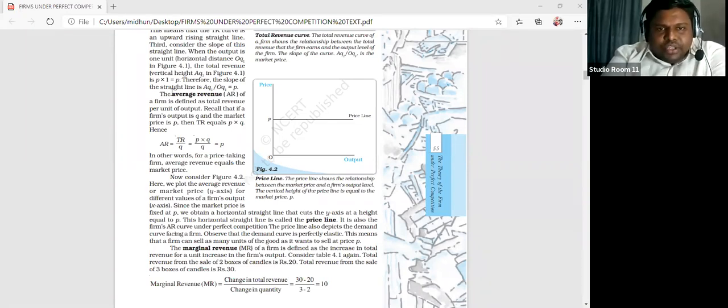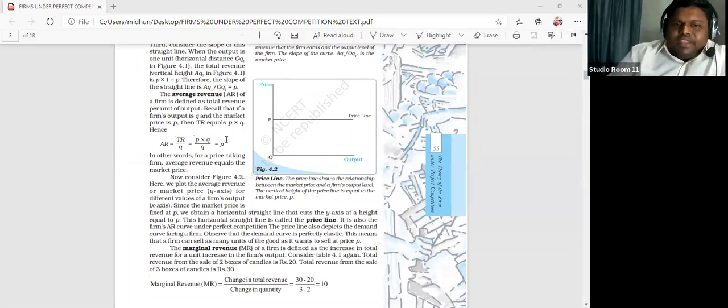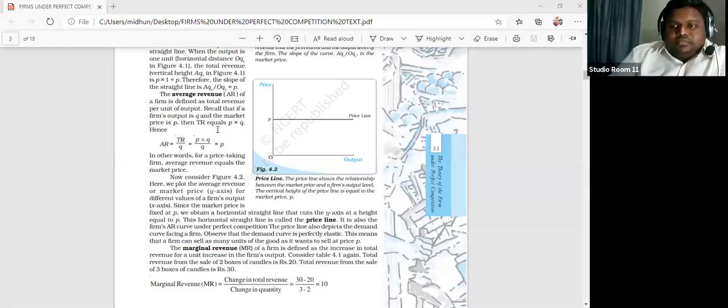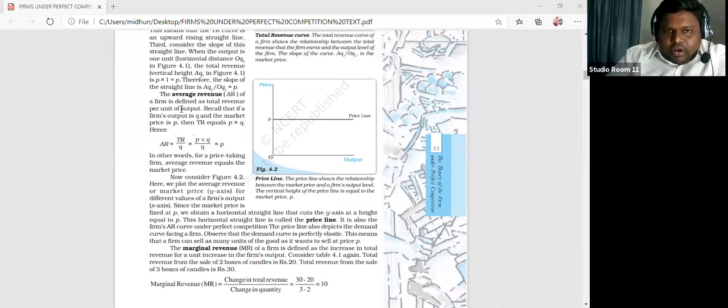Recall that if a firm's output is Q and the market price is P, then TR is equal to P into Q. You know that. Hence, AR, average revenue, is equal to total revenue divided by the quantity, which means P into Q divided by Q, that is P. Clear? Simple. AR is equal to the price. Average revenue is equal to the price.